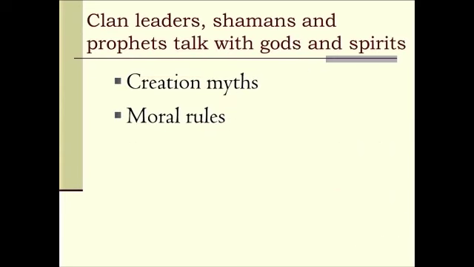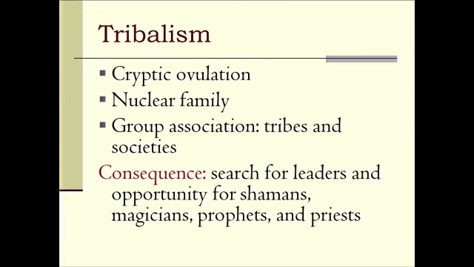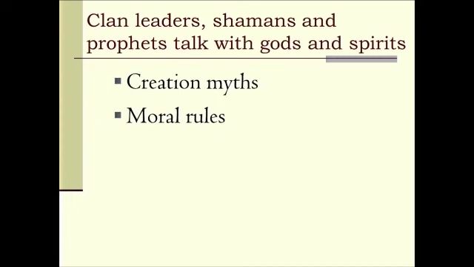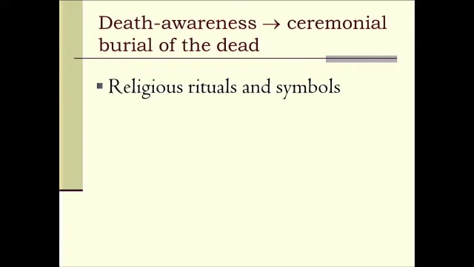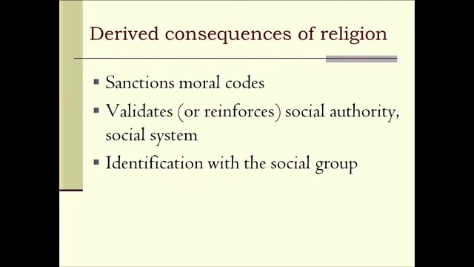And here, the other component, tribalism, I call it tribalism, cryptic ovulation leading to the nuclear family, to group association, tribes and societies, and therefore search for leaders and opportunities for shamans, magicians, prophets, and priests, which are traditional components of the evolution of religion, and also they provide us with creation myths and moral rules. And I will leave it at that because it is my time.